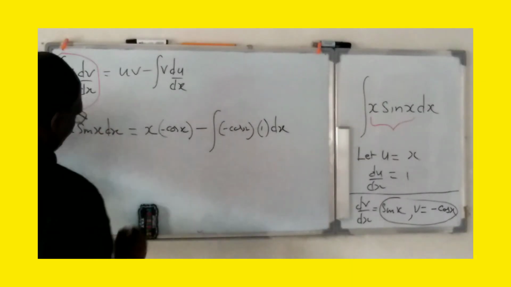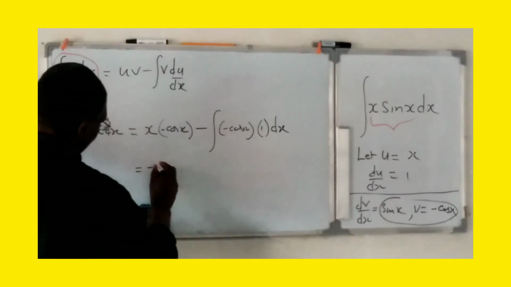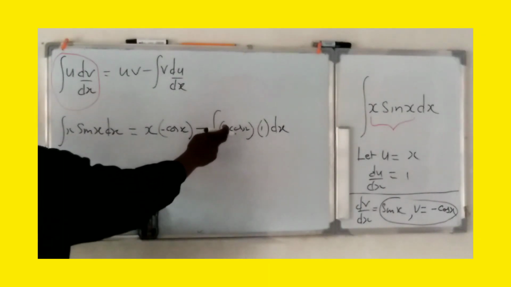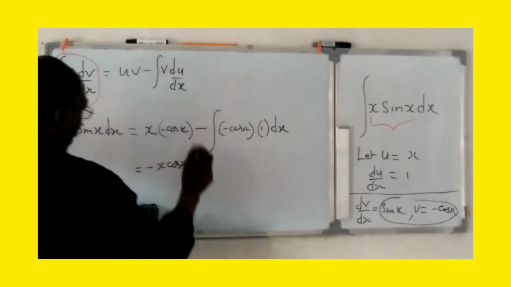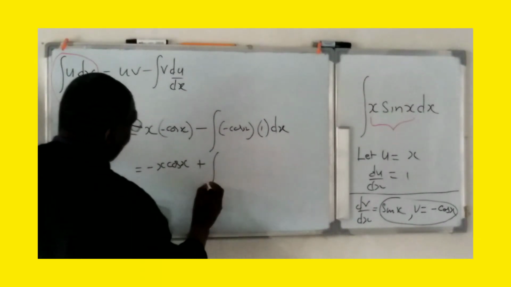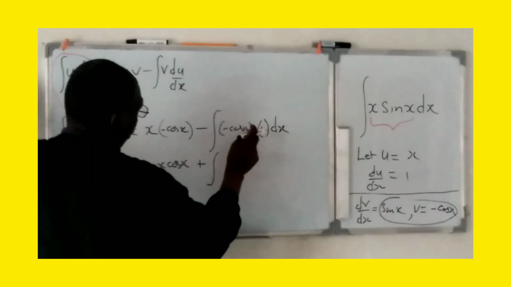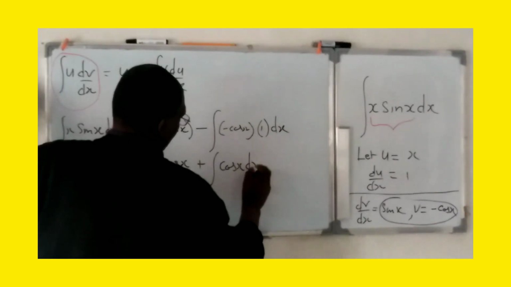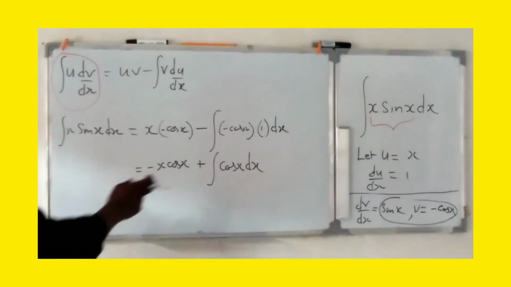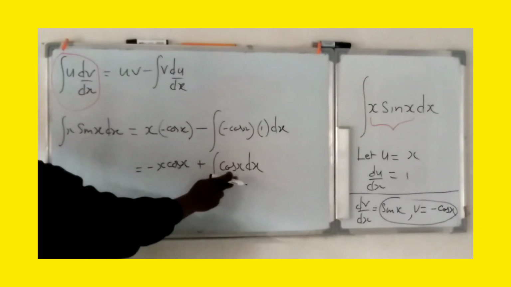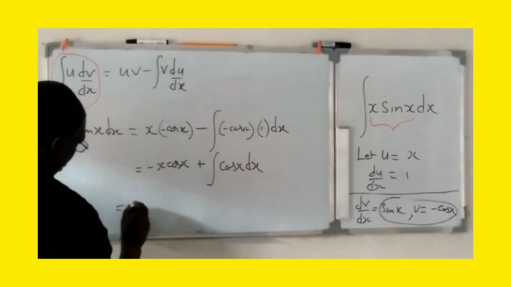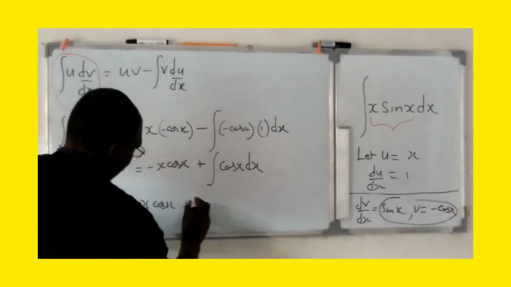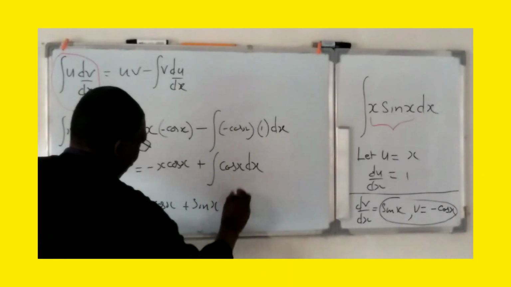Let's simplify. This becomes minus x cosine of x. This minus here, we can bring it out to combine it with this one, and it becomes a plus integral of cosine of x multiplied by 1, which is just cosine of x, with respect to x. So finally, we simplify this, we integrate this part here to become minus x cosine of x plus sine of x plus a constant.